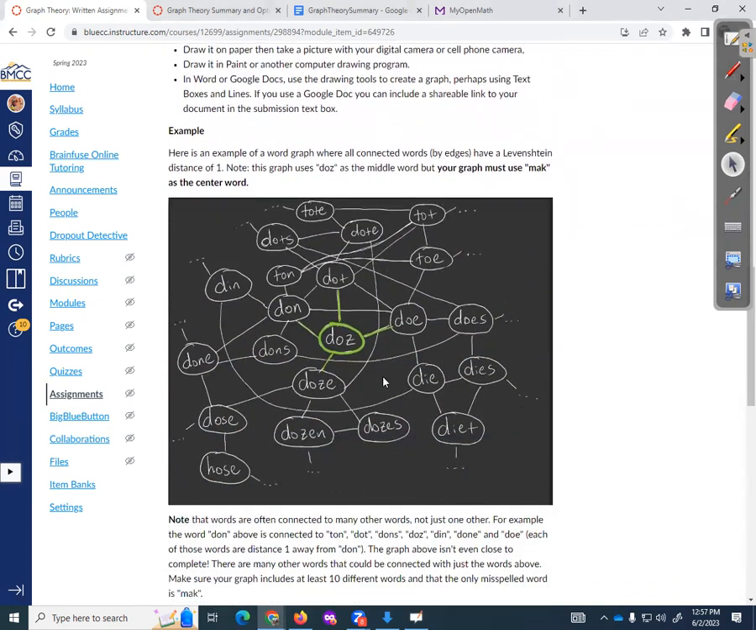So here's a similar graph a friend of mine made based on the misspelling here, D-O-Z. And then he had a bunch of other words that ended up being connected. And you can see there's a lot of interconnections going on there. So that is your written assignment, to diagram out the idea of a Levenshtein distance given a starting word, which is one way we program a computer to do a spell check for you to find suggested words that are close to what you tried to do.